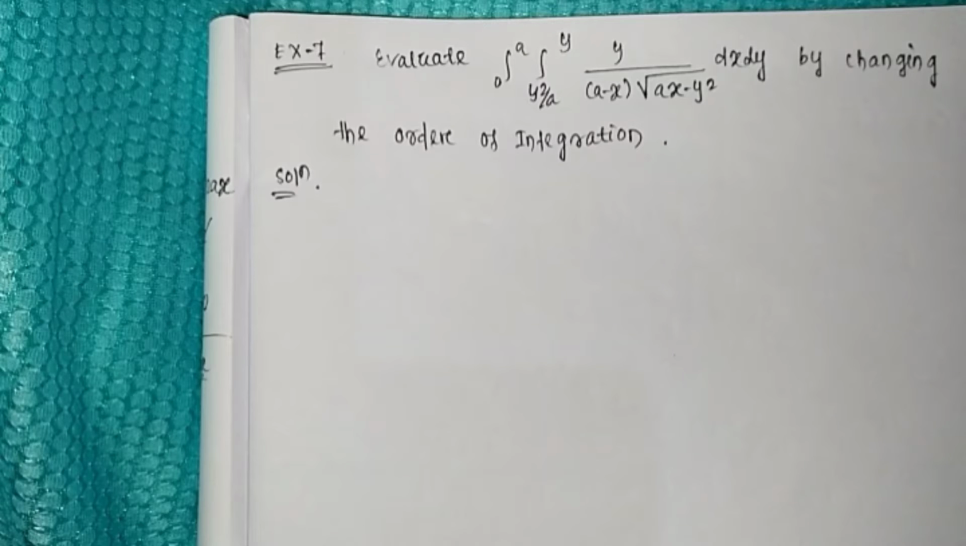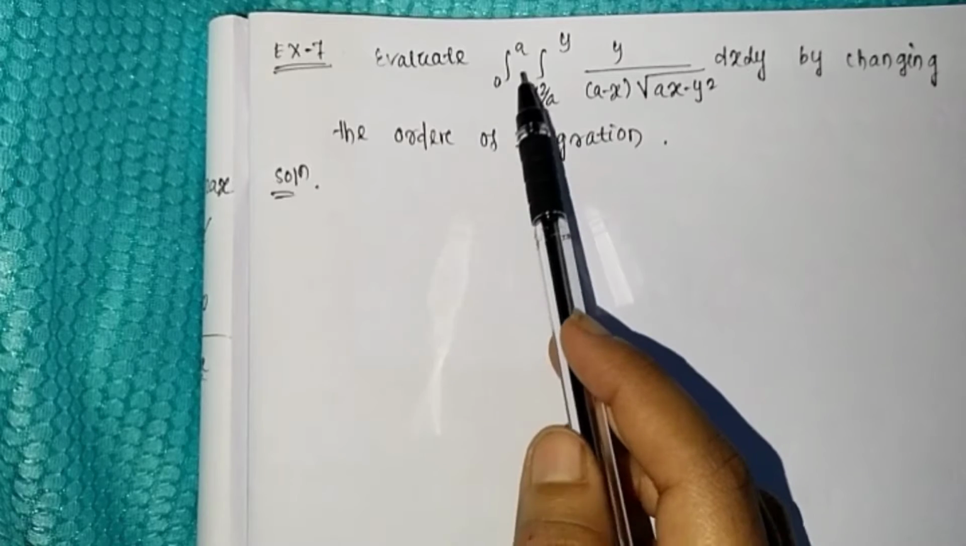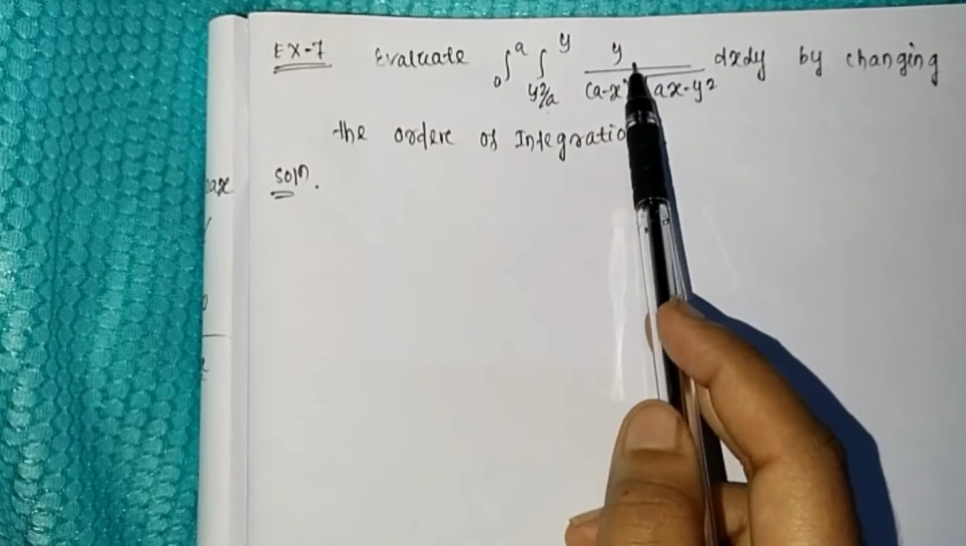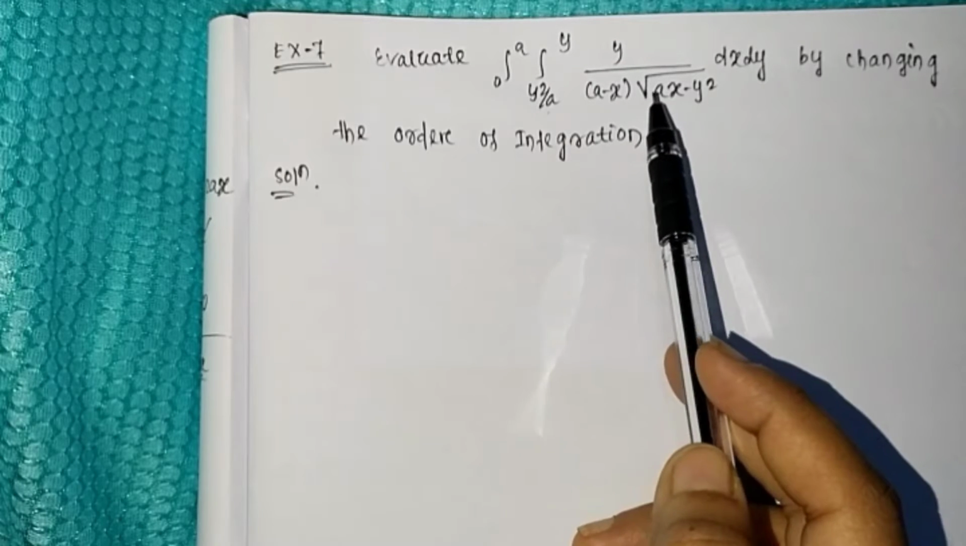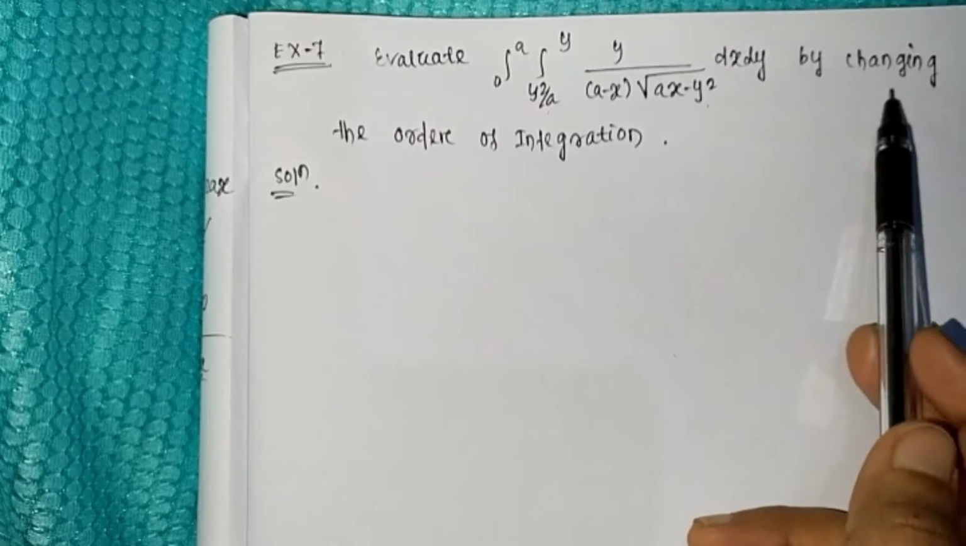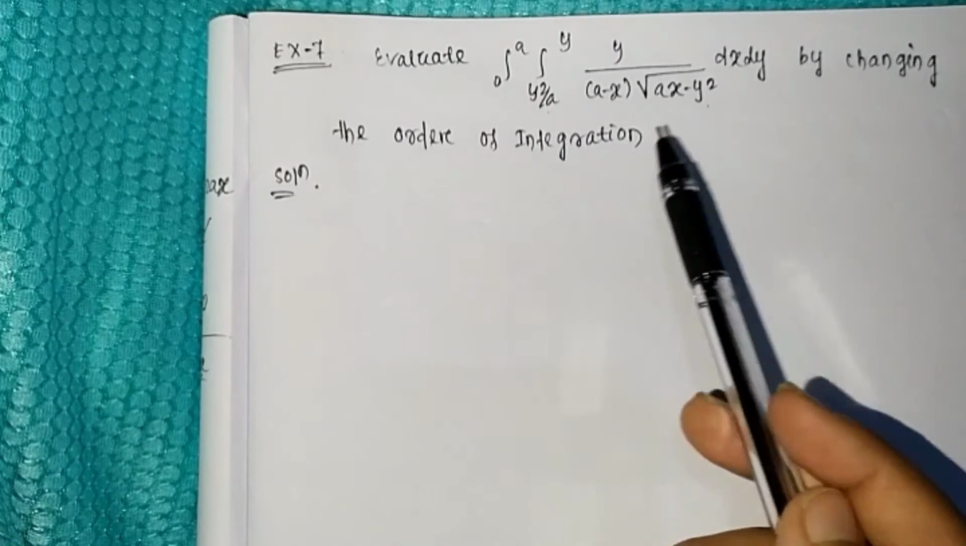Hello students, in this lecture we are going to learn one last important example of double integration by changing the order. So our question is, evaluate the integral from 0 to a, integral from y²/a to y, of y divided by (a − x) times the square root of (ax − y²), dx dy, by changing the order of integration.